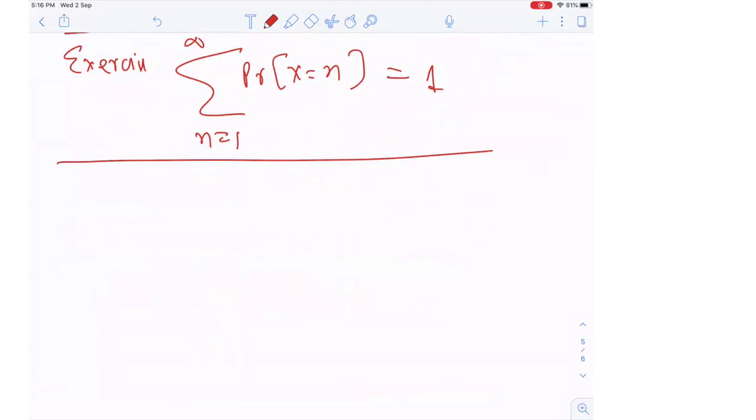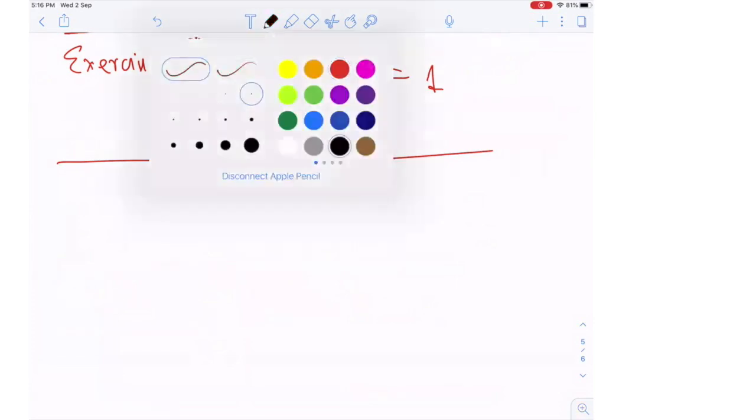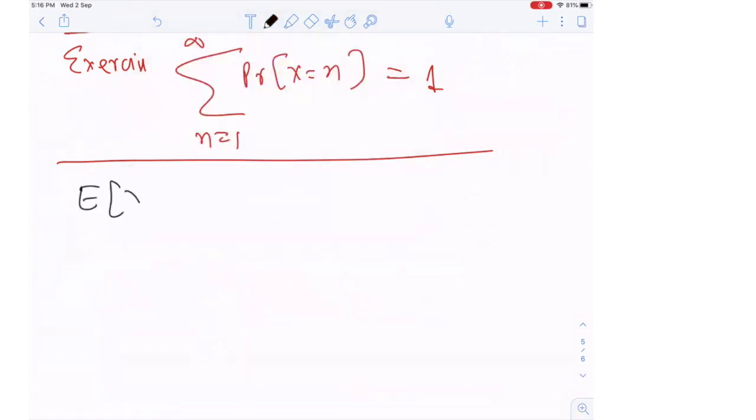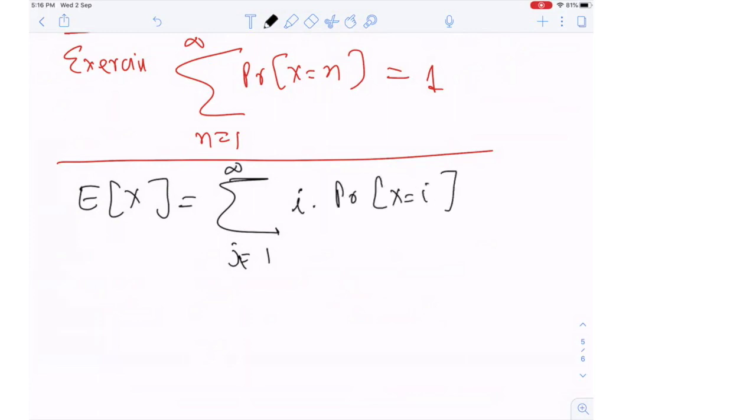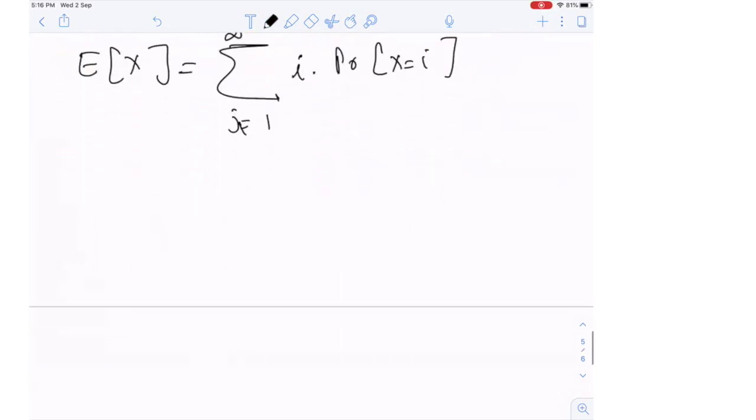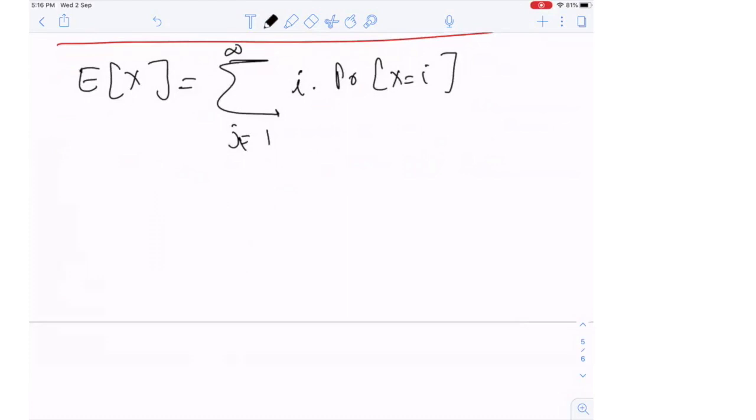Okay, but what are we interested in? We are interested in the expectation of x. What is the expectation of x? Well, just now we agreed it can take values from 1 to infinity. So it is the sum of i times the probability that x equals i. This is what we would like to get some bound on.